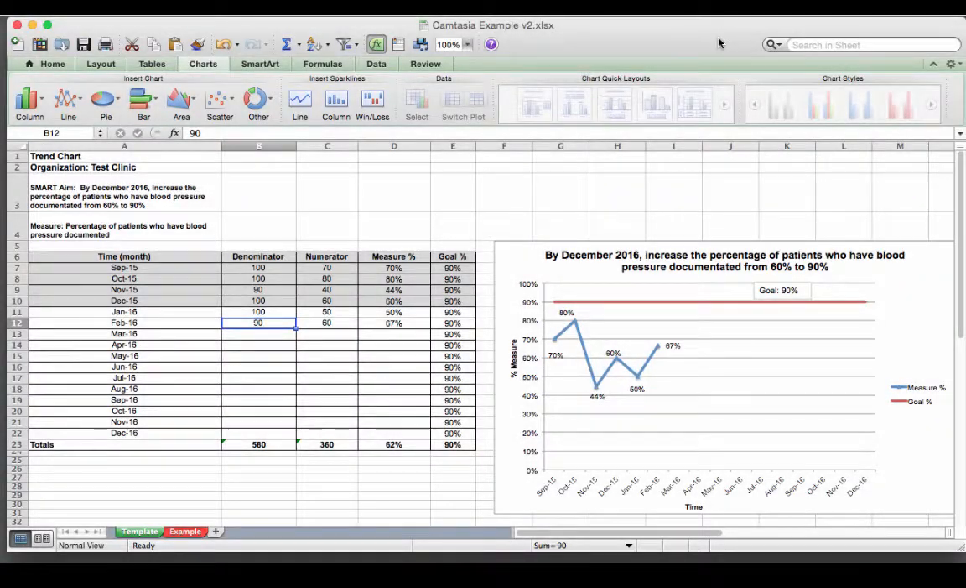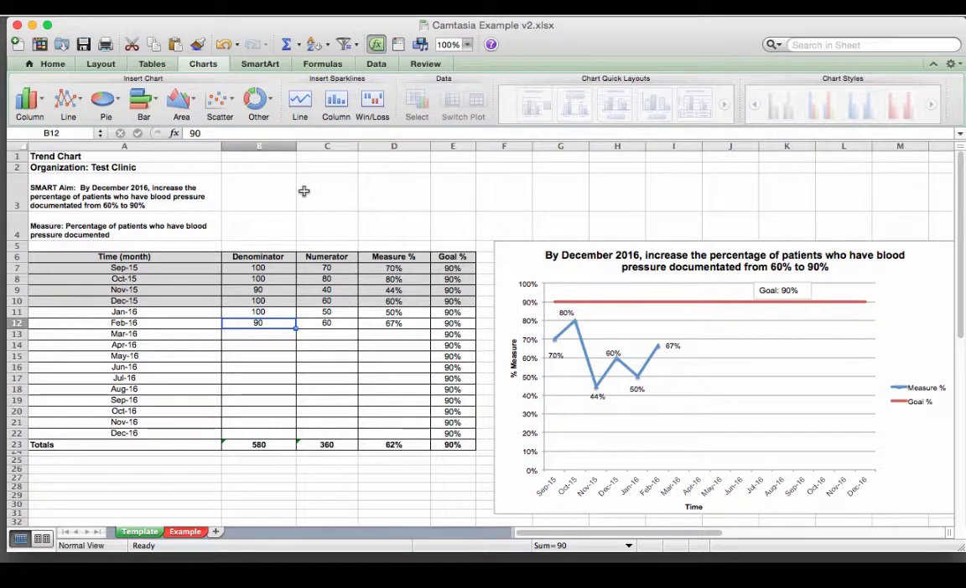The last component of this module is to talk about how to use the trend chart as a communication tool in your organization. The three easiest ways to use the trend chart is to show overall data, to compare your clinic's data with other clinics within your organization, and to track your monthly progress.